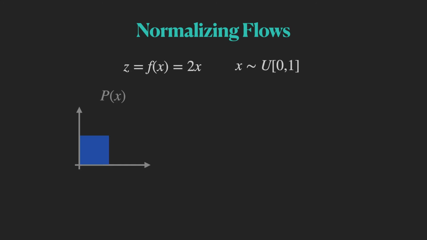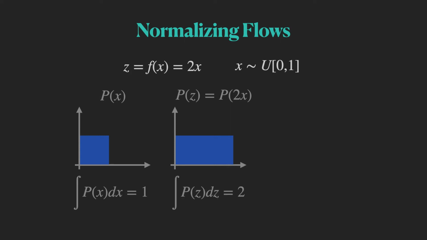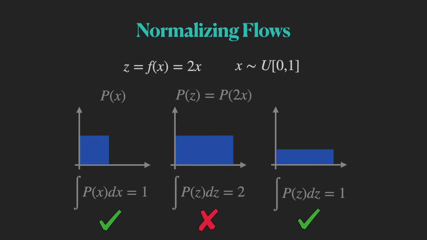So let's look at a simple example. Let's say z is equal to 2 times x, and x is uniformly distributed between 0 and 1. Then our probability distribution looks like this simple nice square. And if we naively assume that p of z equals p of 2x, we have a problem, because if this sums to 1, this will sum to 2. And it turns out that we need to normalize this, and this normalizing factor is exactly the Jacobian determinant, or in the case of one dimension, just the gradient of this function.